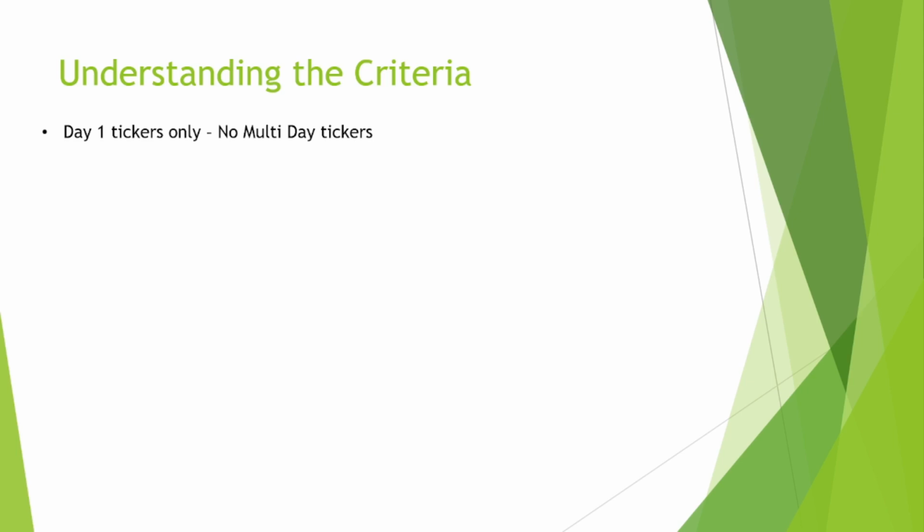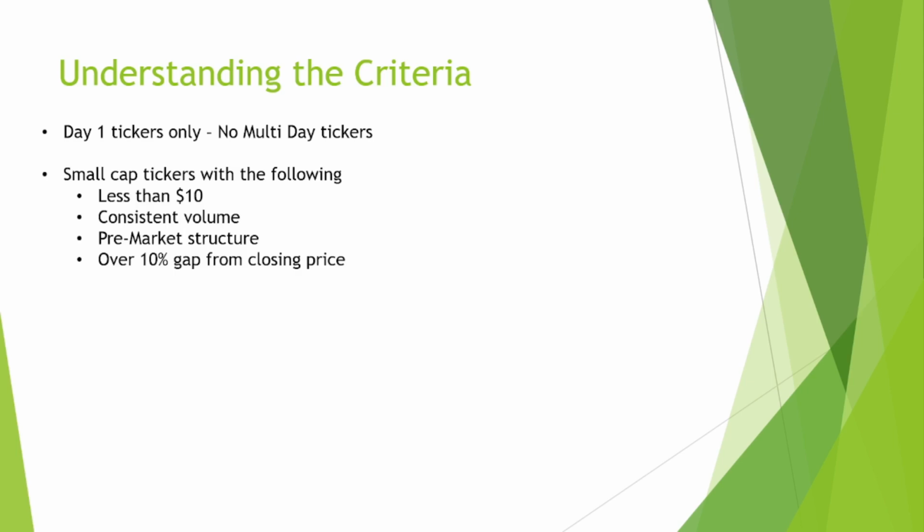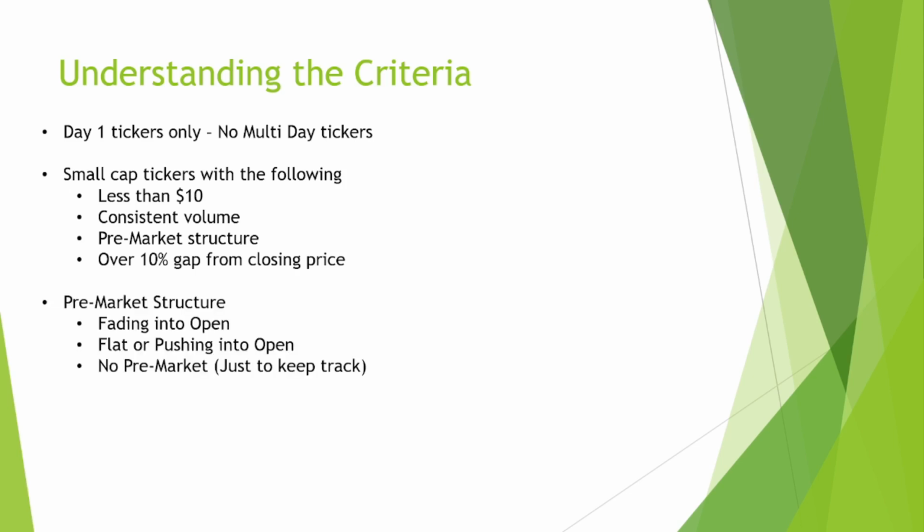So we're doing day one tickers only. That just means it's a new ticker. So if the ticker was relevant the day before and it's up again, we're not looking at that. We're looking at new news or new gapping tickers. We're looking at small cap tickers with a float under $10 million, consistent volume during pre-market. So we're not looking at something that has little volume and no pre-market structure, and then basically we want to look at stuff that has over 10% gap.